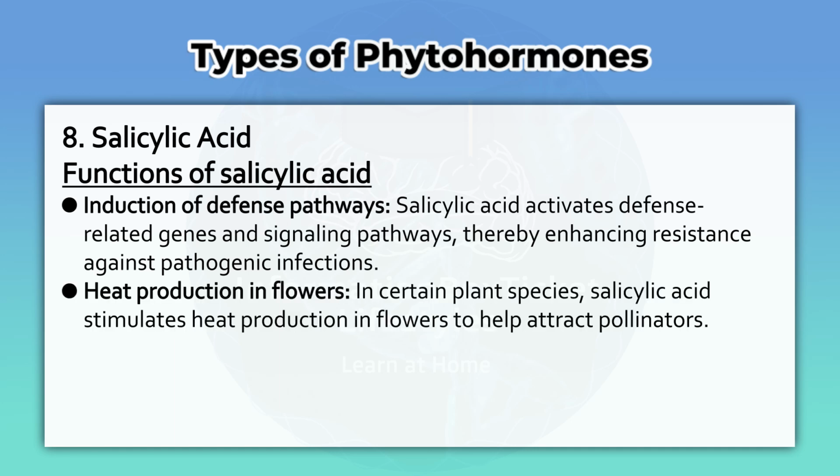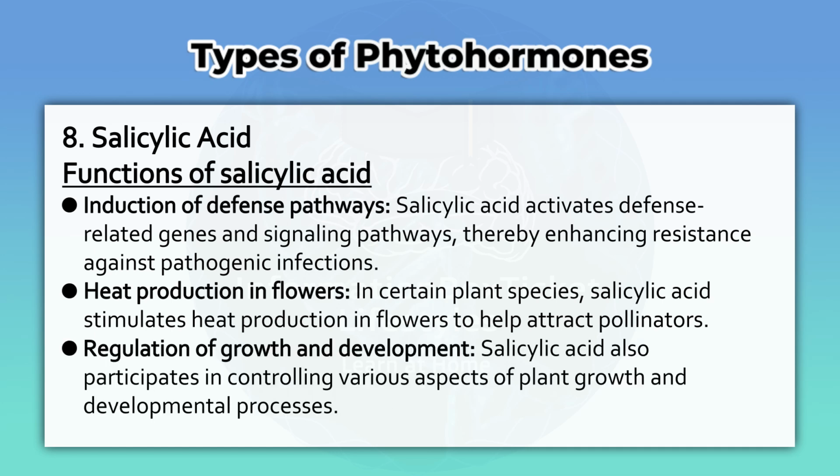Heat production in flowers. In certain plant species, salicylic acid stimulates heat production in flowers to help attract pollinators. Regulation of growth and development. Salicylic acid also participates in controlling various aspects of plant growth and developmental processes.